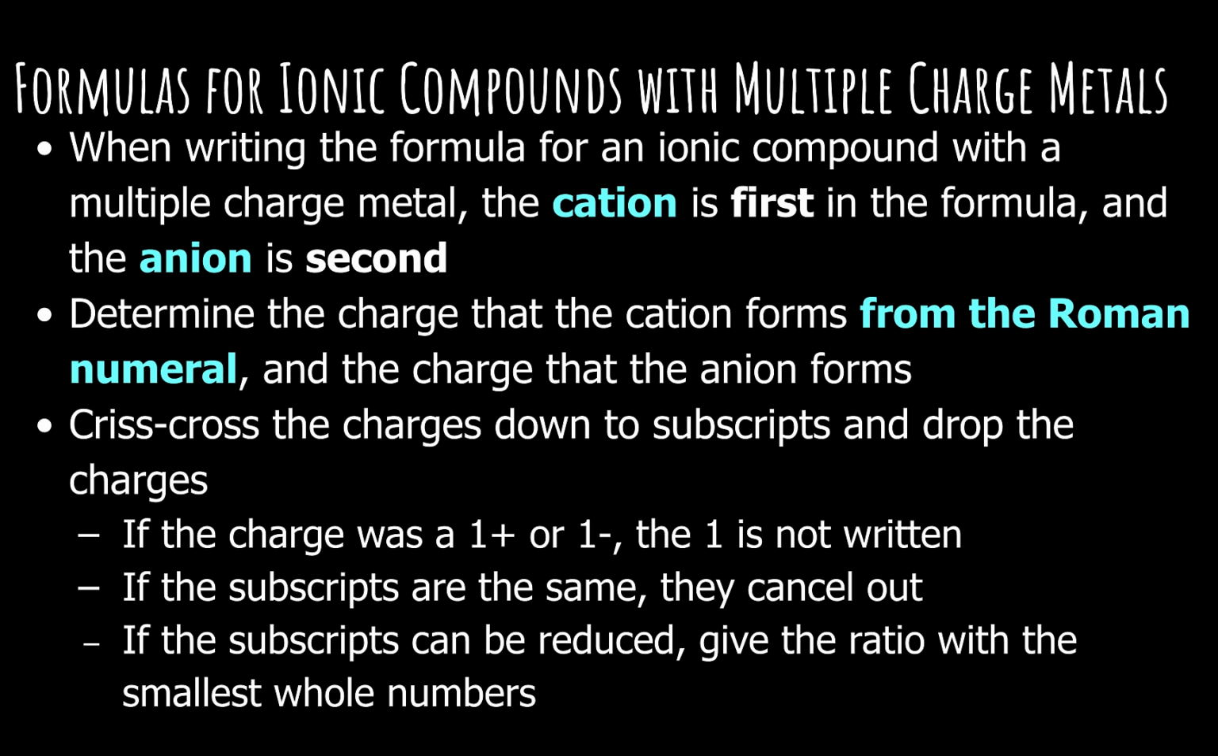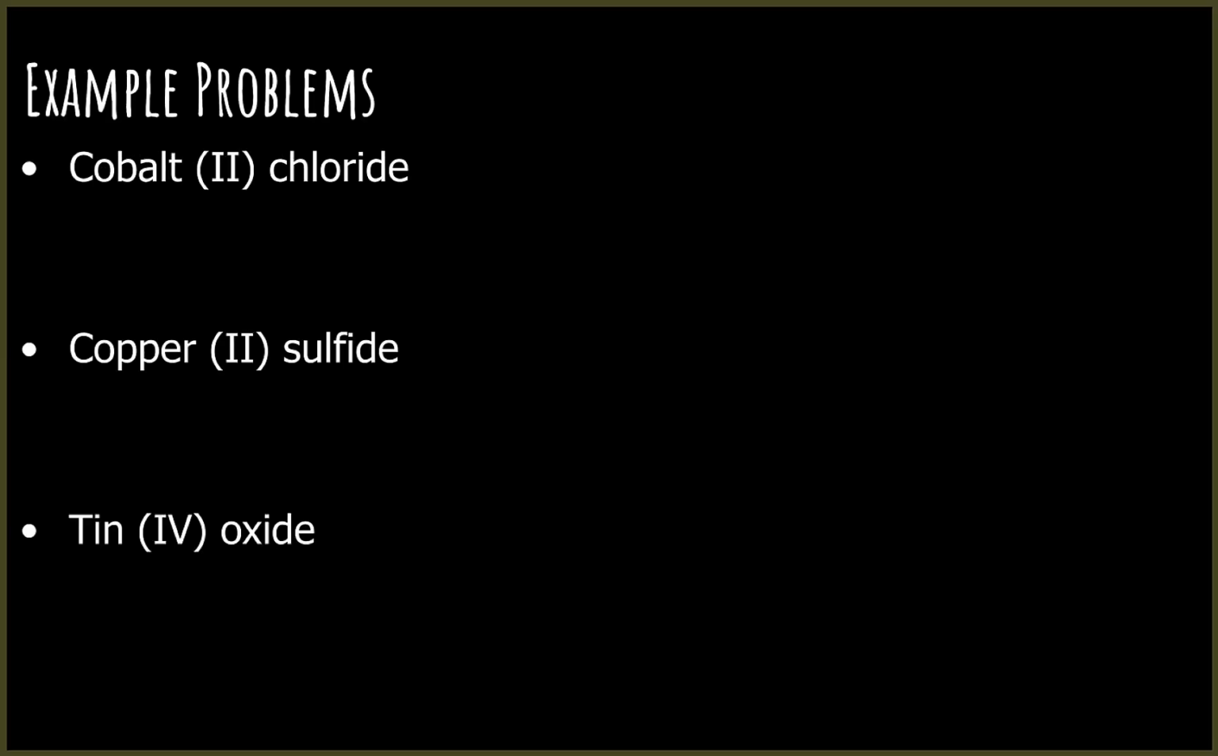You then crisscross the charges once you find the charge of the anion. If the charge was a +1 or -1, then we don't write the 1, just like the rules we used before. If the subscripts are the same, they cancel out. And then an additional rule that is necessary here is if you can reduce the subscripts, then you give the ratio with the smallest whole number. Okay, so let's do some example problems.